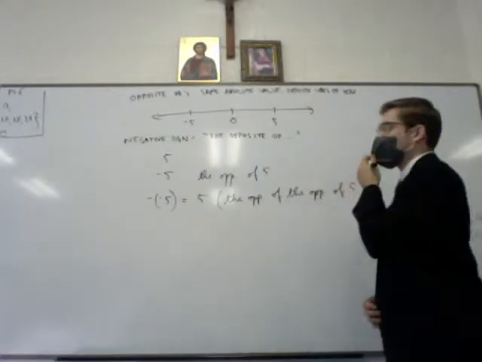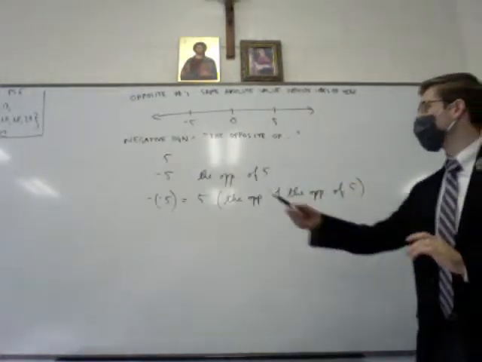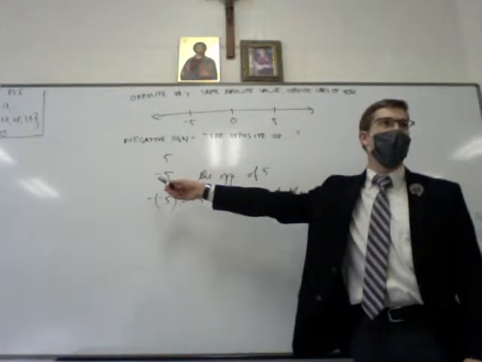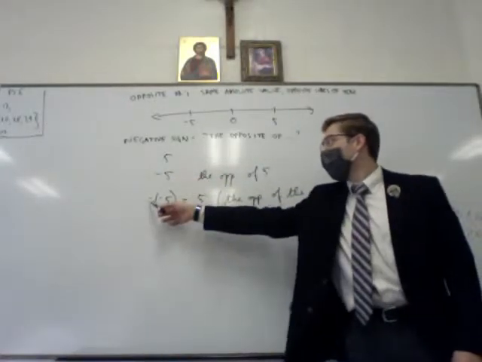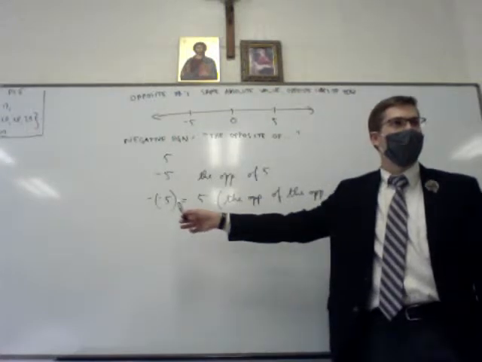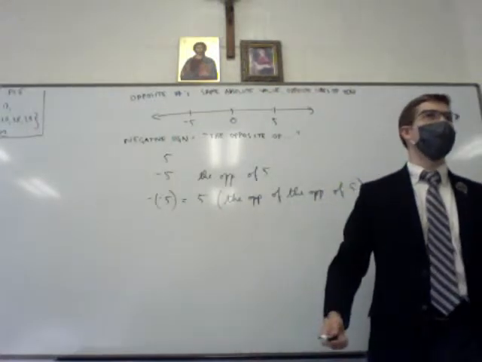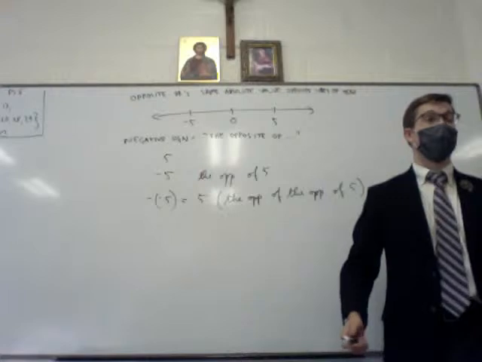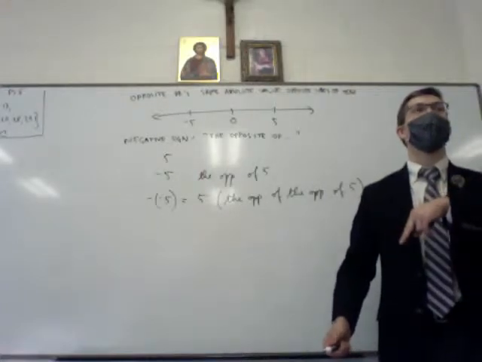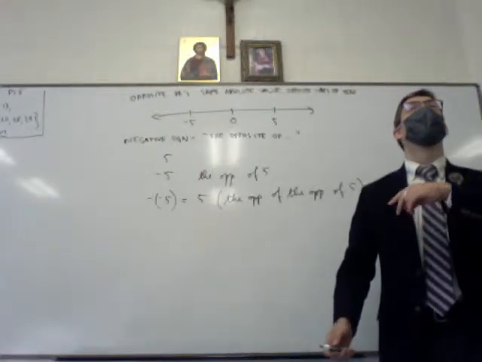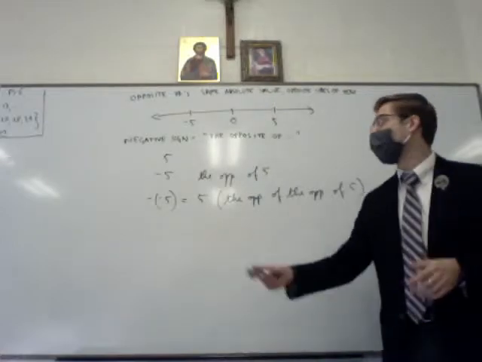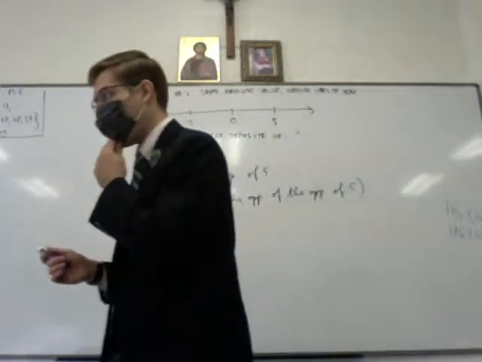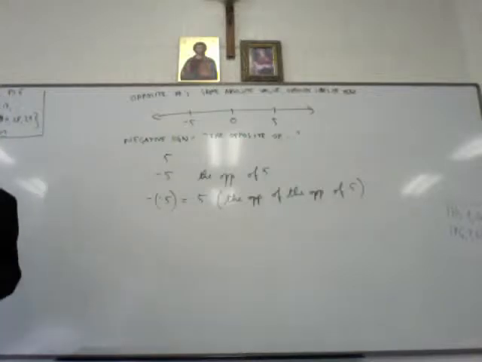The other way to think of the negative sign is it means times negative 1. So this means 5. This means negative 1 times 5. This means negative 1 times negative 1 times 5. And negative 1 times negative 1 gives us positive 1. Positive 1 times 5 gives us 5. So there are a couple of different ways we can think of the negative sign.